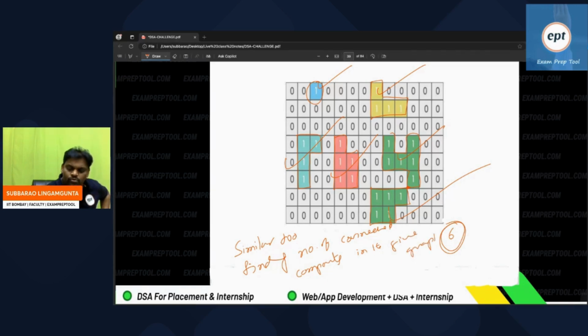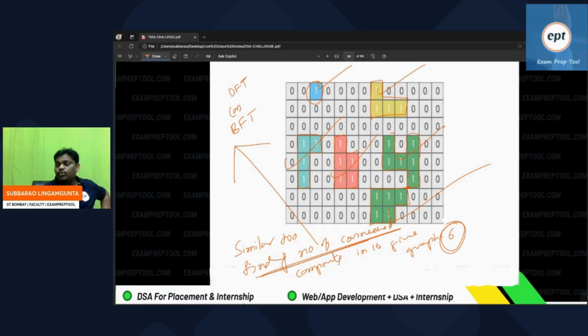And one more, to find the number of connected components. For this purpose, you can use BFT, breadth first traversal, or DFT also. You can use any one, whatever you feel.